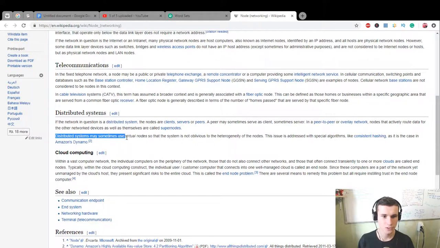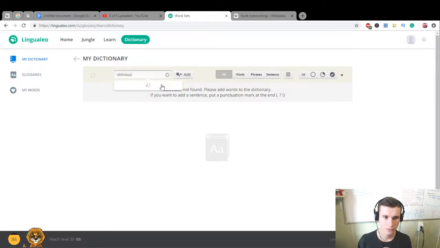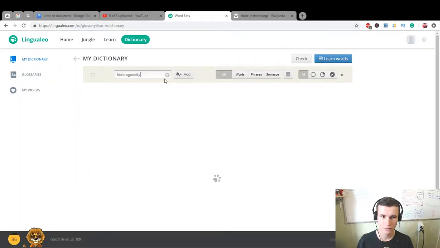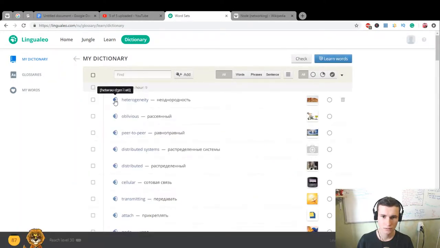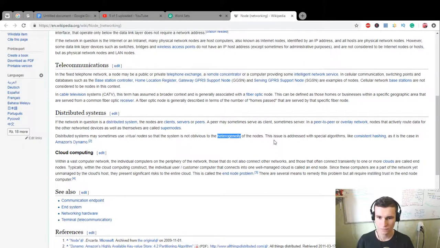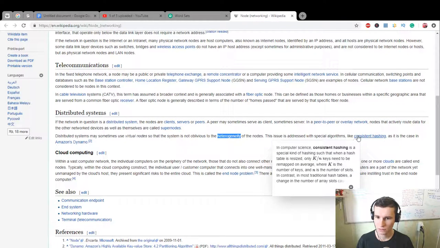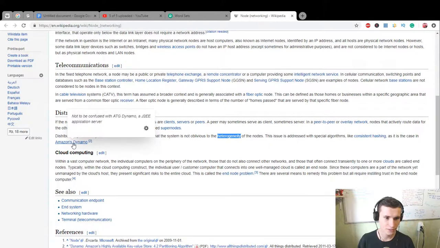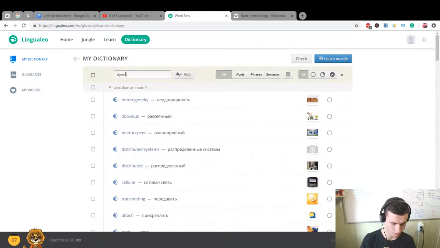Distributed systems may sometimes use virtual nodes so that the system is not oblivious to the heterogeneity of the nodes. This issue is addressed with special algorithms like consistent hashing. It's a special kind of hashing such that when a hash table is resized, only a few keys need to be remapped, as is the case in Amazon's Dynamo.